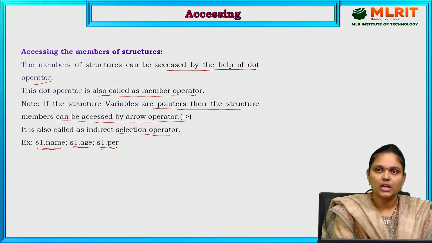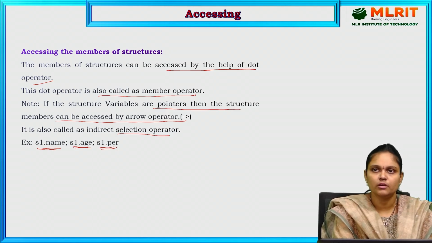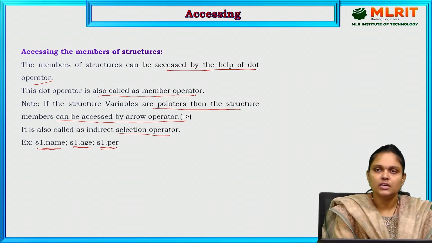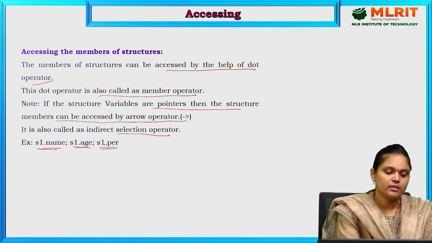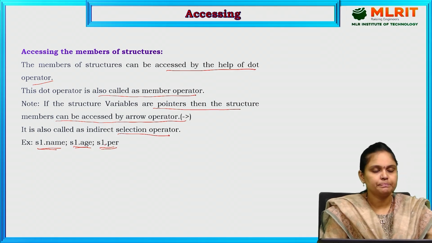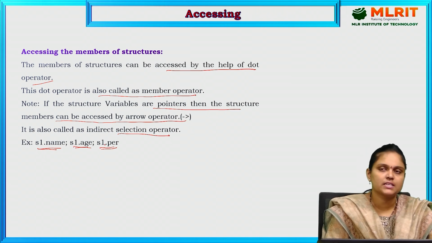And if you are creating a second student record with the variable name S2, then you can access the name by using S2 dot name, S2 dot age, and S2 dot percentage, and so on. So by using this dot operator, we can access the particular values that are present inside the structure.